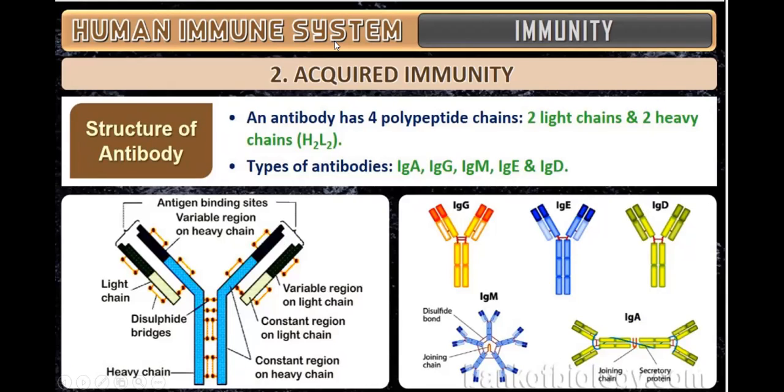Structure of antibody. An antibody has 4 polypeptide chains, 2 light chains and 2 heavy chains. That's why it is represented as H2L2. So there are 2 heavy chains: this is a heavy chain, this is a heavy chain. And this is a light chain, and this is also a light chain. So 2 light chains and 2 heavy chains.